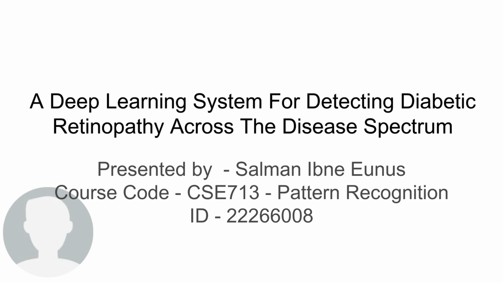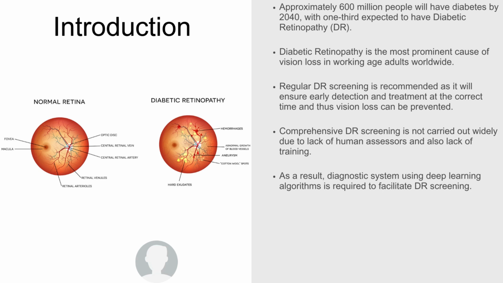In this presentation, I will introduce the topic or the problem which the paper has attempted to solve using deep learning techniques. As you can see in the image on the left, the first image shows the normal retina and the second image shows the retina of a diabetic retinopathy patient. As you can see, the diabetic retinopathy patient has abnormal growth of blood vessels and also hemorrhages and spots.